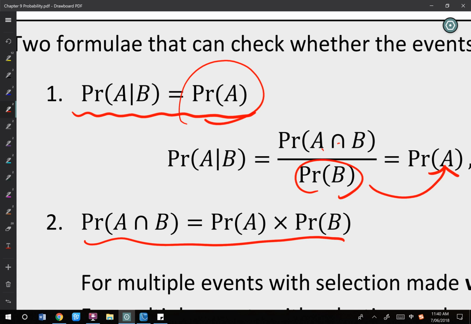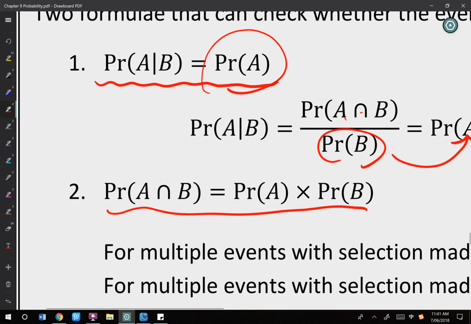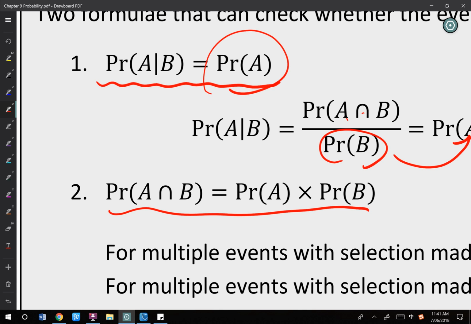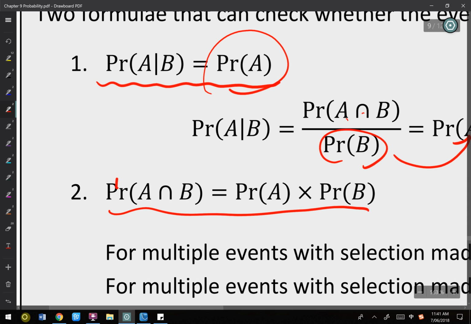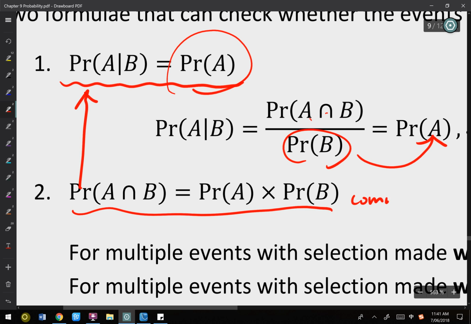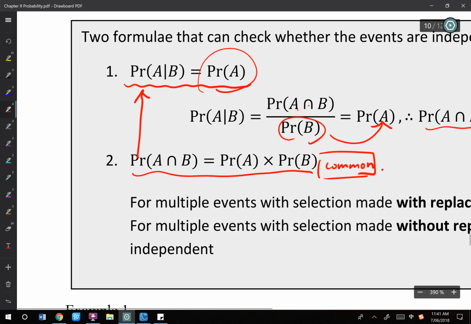The first one is through reasoning, and it makes a lot of sense. Given B happens, find A. That's still the probability of A. Whether B happens or not doesn't influence the probability of A, so they are independent. That's through reasoning. Then through formula, I just expanded: the probability of A intersect B equals the probability of A times the probability of B. That comes from this one. But this is the commonly used one. We normally use the bottom one.